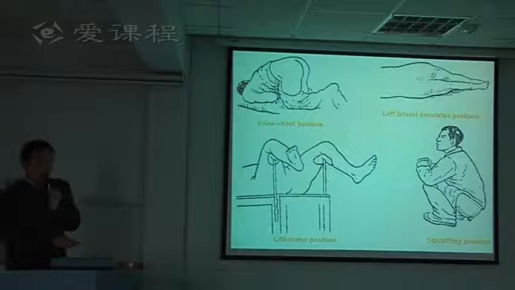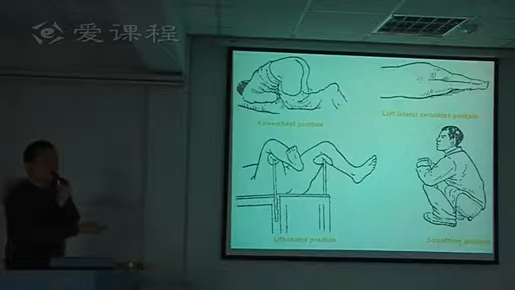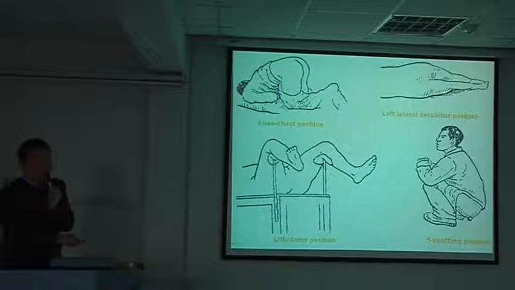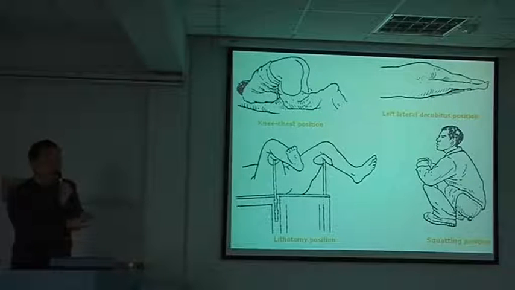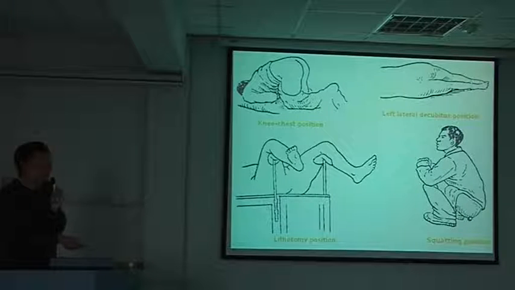And these are different positions for examining the patient. This one is most popular in the outpatient department for examination. It's called the left lateral decubitus position. You can do the digital examination here, just go into it. And this position is popular in the operation room, especially when the patient receives a cancer operation. It's called the lithotomy position. It's also used in the urinary department.